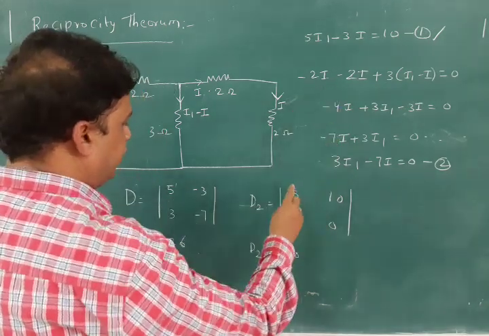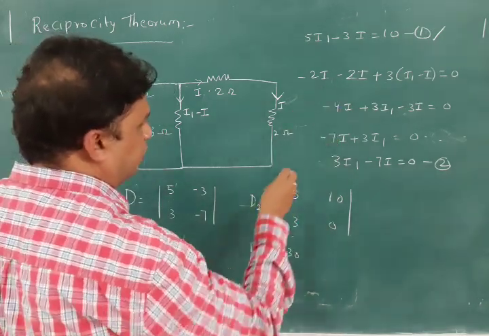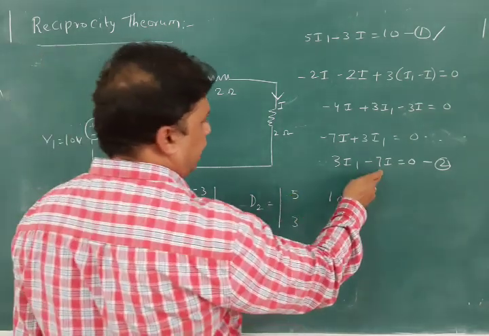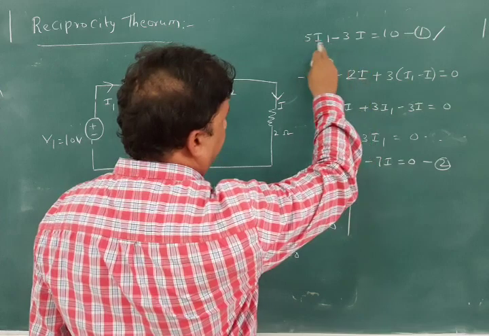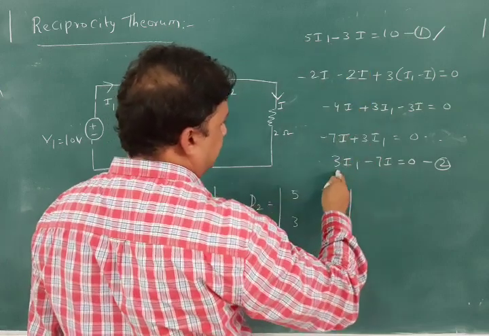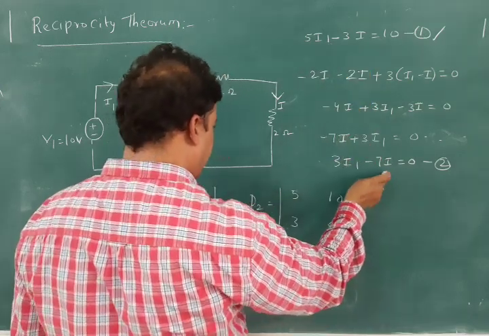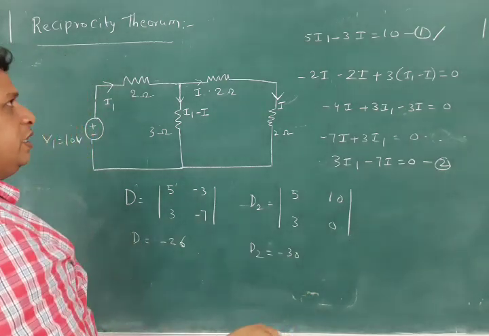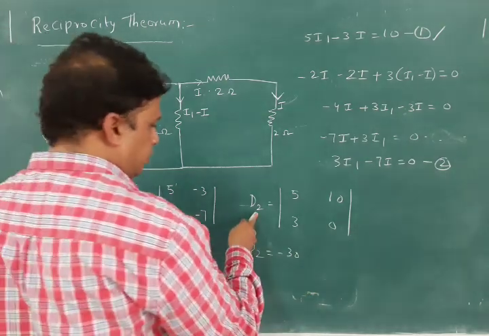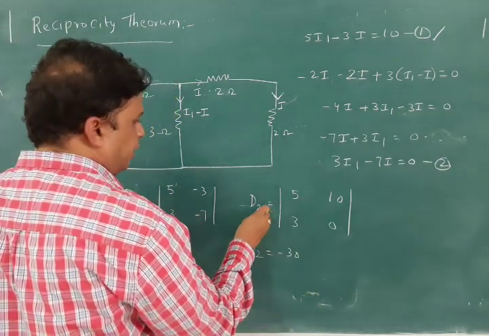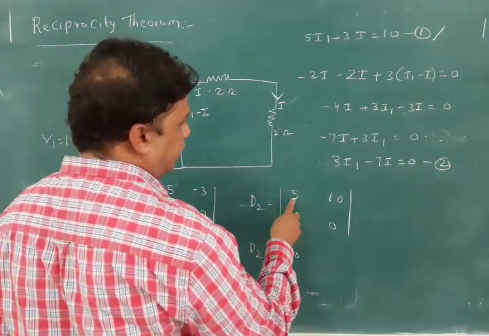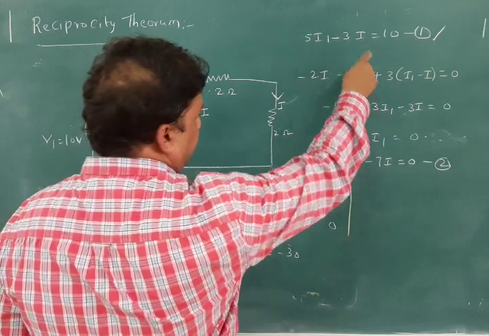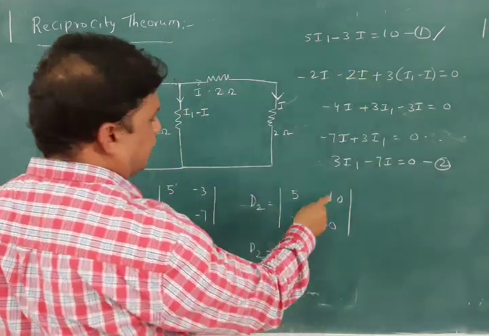We are solving this equation for I. I is nothing but your second term. This is the first term, this is the second term. So we are finding the second term here, so we are not writing the second term in this D2. This 3 and minus 7 is not written here.